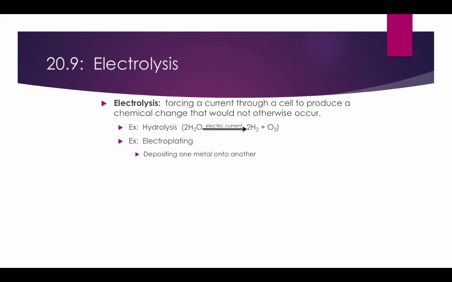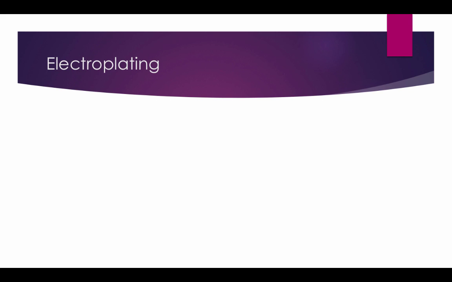Some common examples of electrolysis are hydrolysis, where water molecules are split into their elements, hydrogen and oxygen, using an electric current, and electroplating, where one metal is deposited onto another metal. Both of these processes are non-spontaneous, but by adding a constant electric current, we're able to make them occur. Let's look closely at electroplating.